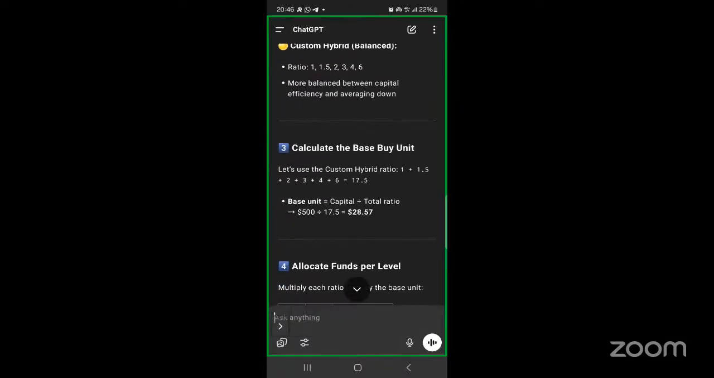Now, calculate the best buy-in amount. How do we then get the first buy-in amount?